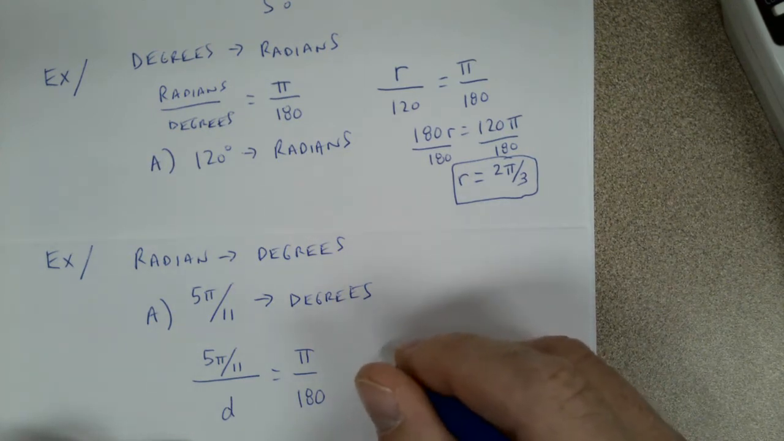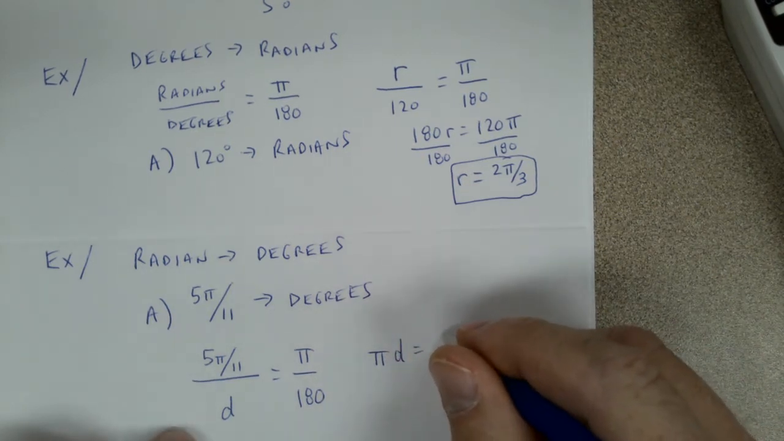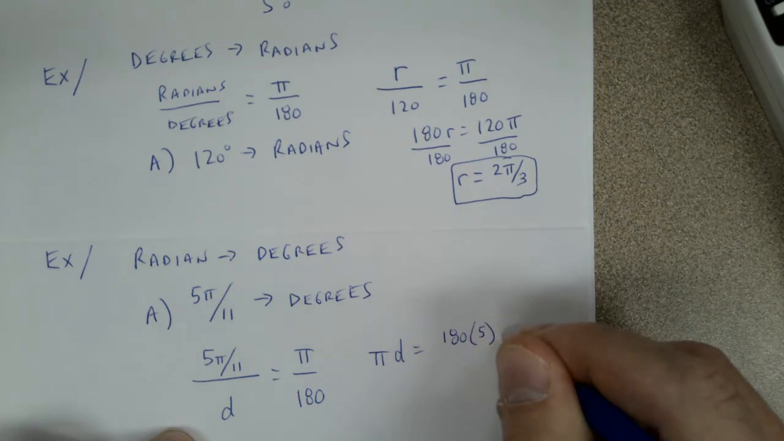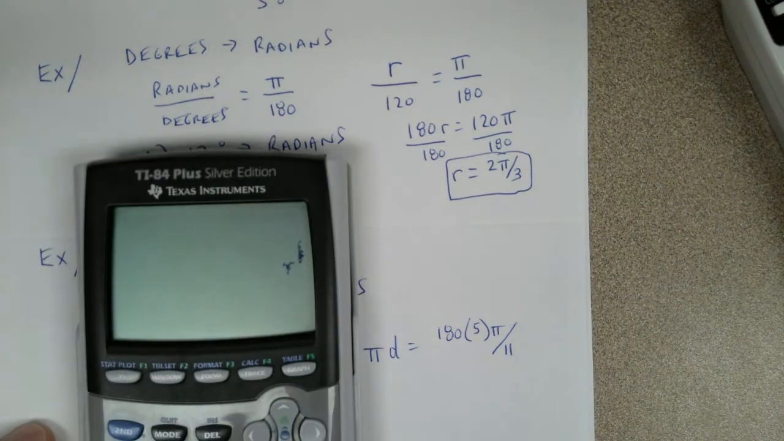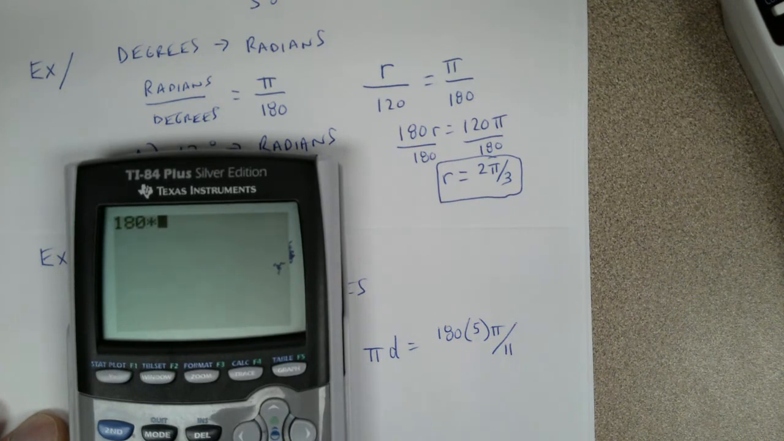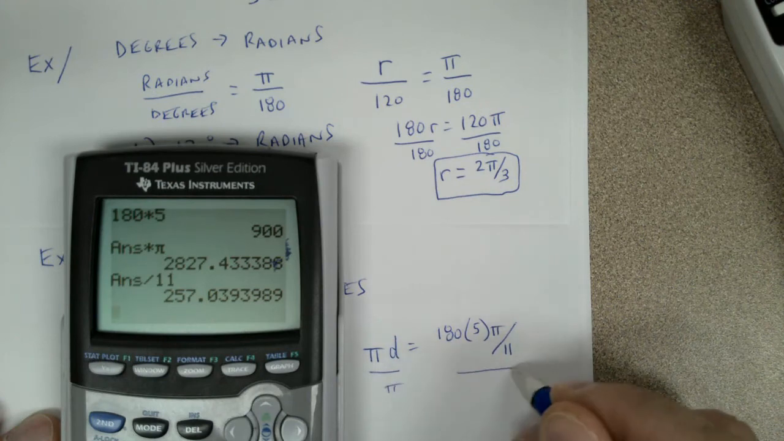So we've got pi times D equals 180 times 5 pi over 11. Again, you're probably going to want to utilize your calculator here. So we could go ahead and type in 180 times 5 times pi. And then we're going to divide that by 11. And then again, to get D by itself, we're dividing all that by pi.